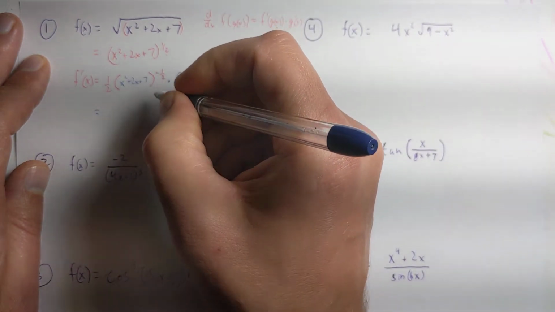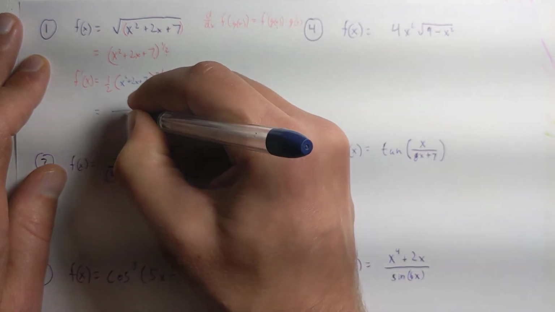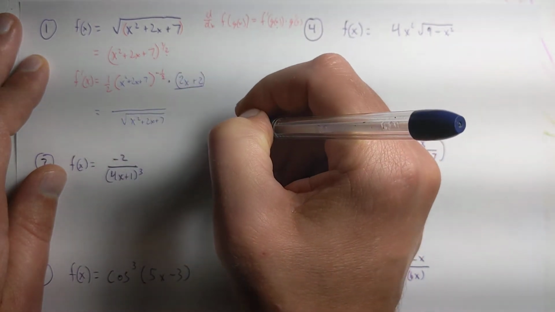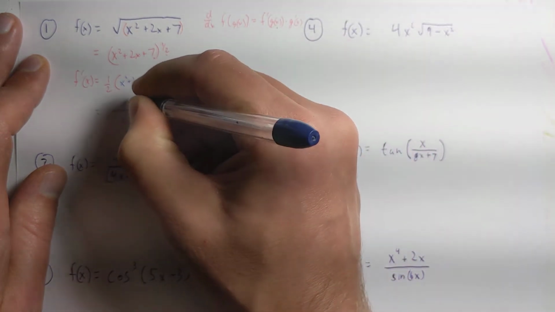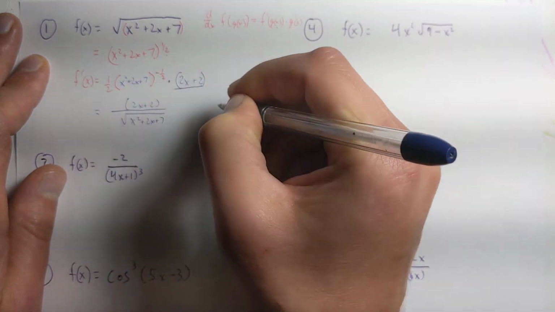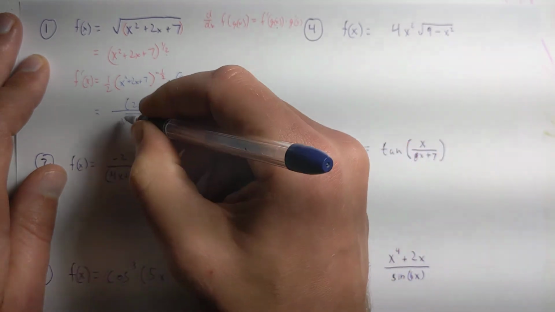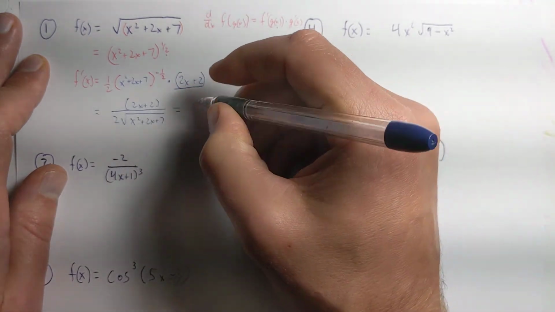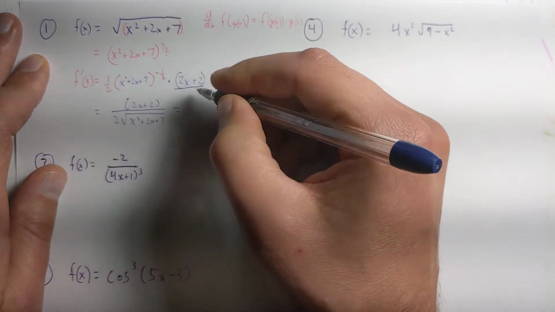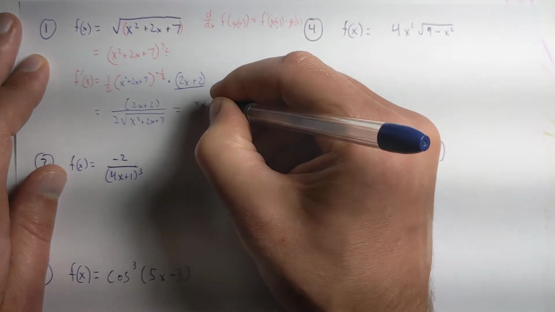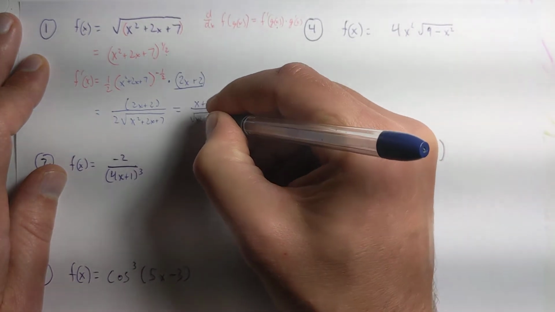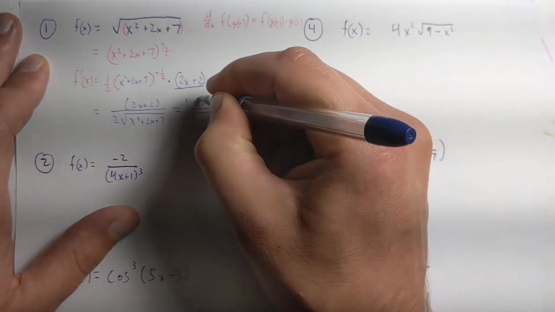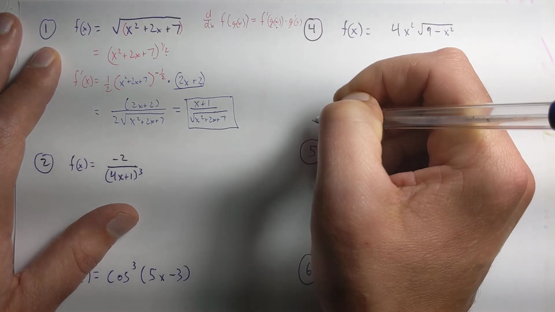So negative 1/2 means the square root would be on the bottom. Square root of x squared plus 2x plus 7. I'd have on top 2x plus 2 because I'm multiplying. On the bottom, well, it's 1/2, so I'm going to put the 2 down here. And if you want to simplify further, we can factor a 2 out of all this at the top and get x plus 1 over the square root of x squared plus 2x plus 7. And that's your answer.